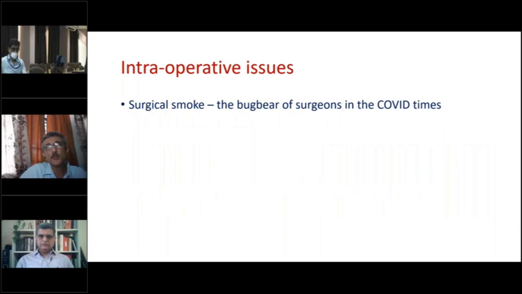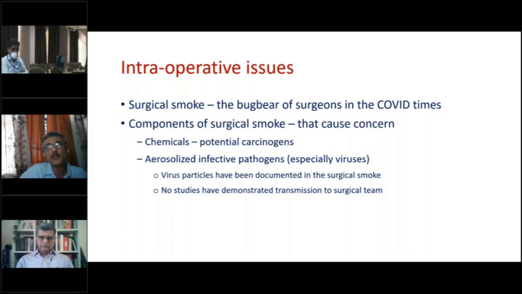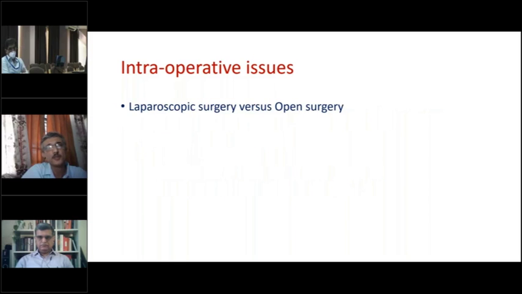Surgical smoke has been the bugbear of surgeons. What essentially it means is that when you use energy sources during surgery, it generates smoke and aerosolization of various things. It has been likened to passive smoking of cigarette smoke. And most of the emphasis over the last few decades has been on chemicals, carcinogens. And with the coming of COVID-19, we have started emphasizing the aerosolization of viable pathogens. Yes, viable pathogens have been documented in the surgical smoke. Fortunately, so far, nobody has documented transmission to the surgical team. So it seems that we are all right, but we still need to take precautions.